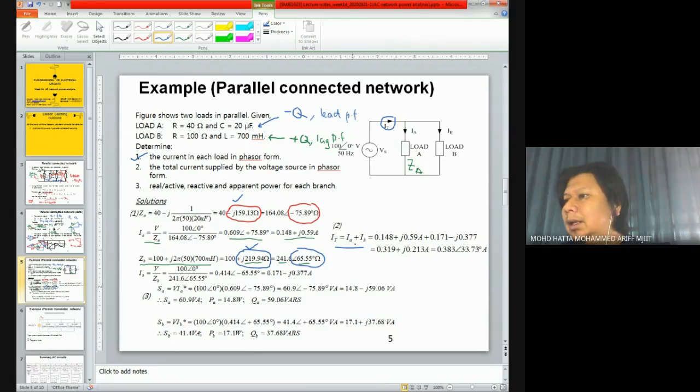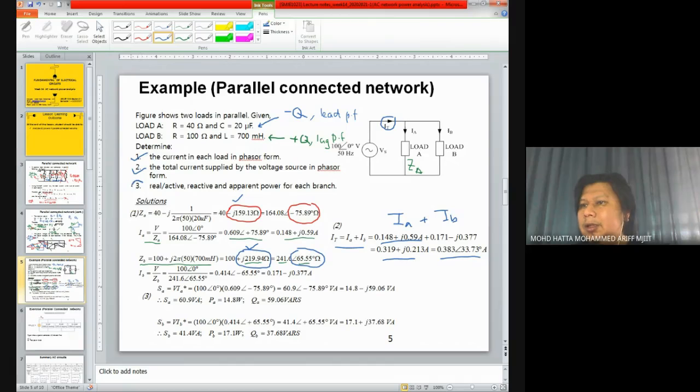So since we have addition over here, I will use this rectangular form. This is for IA, and another one is for IB. And again, after I get the value, I would always prefer that I have two forms of the quantities. First one is rectangular and another one is in phasor form. All right, we also settle the second part.